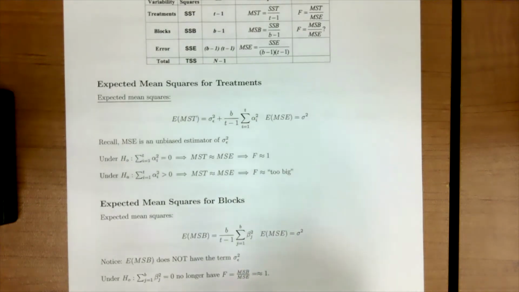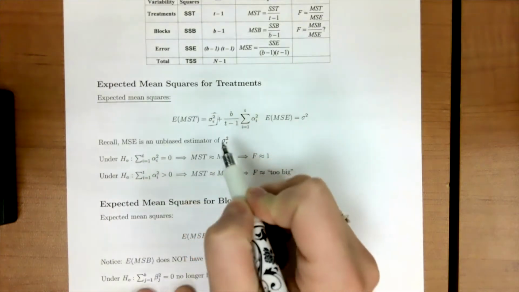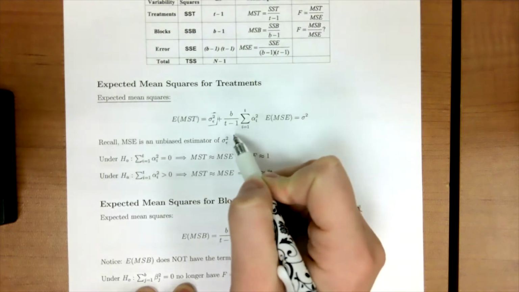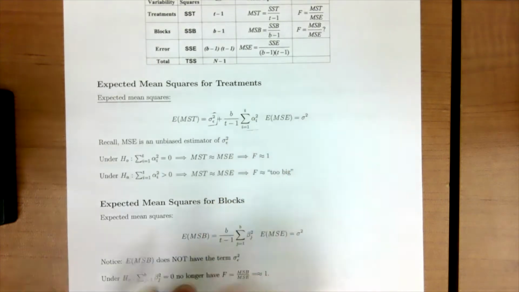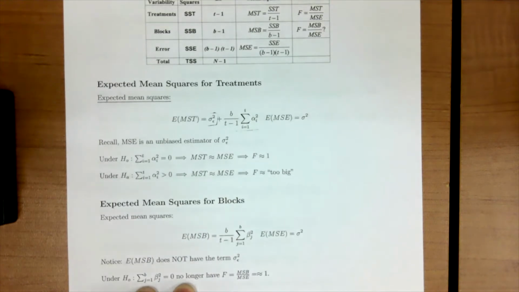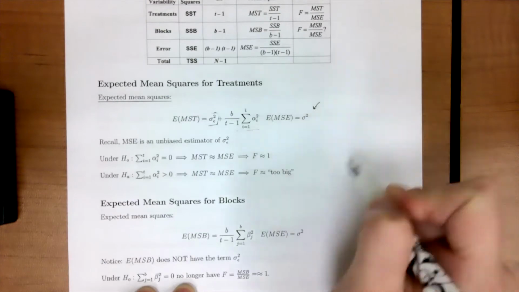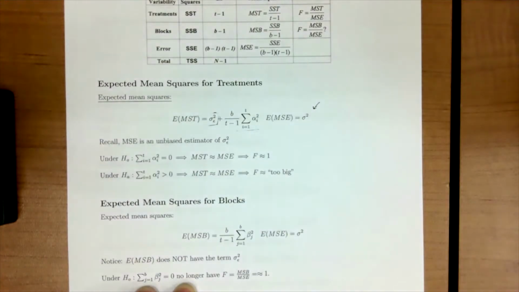So recall that MST is going to be an estimate. And on average, this estimator is going to be a proportion of the background noise as well as a piece of the treatment effect. Now the MSE, which is an estimate of our variance, would on average represent the true background noise. So this is, on average, our background noise.